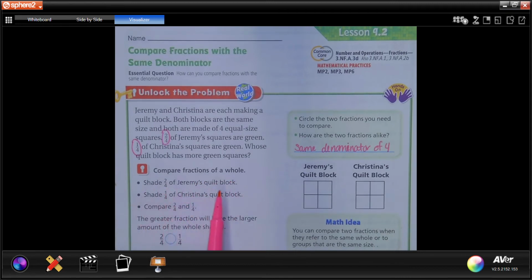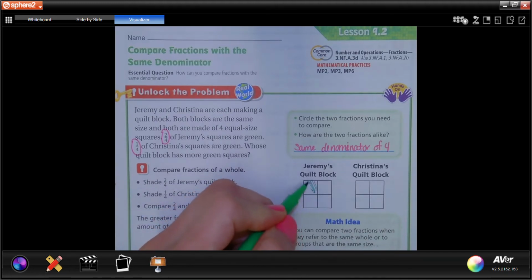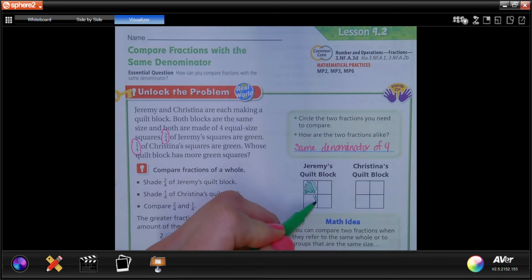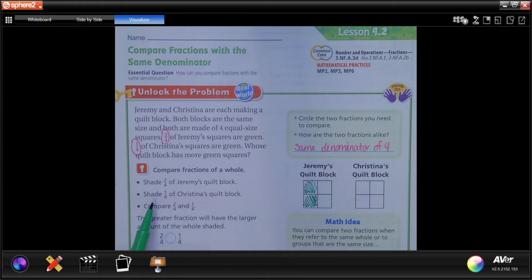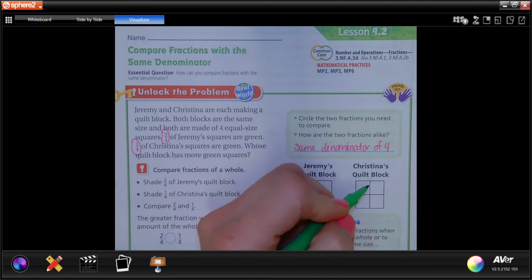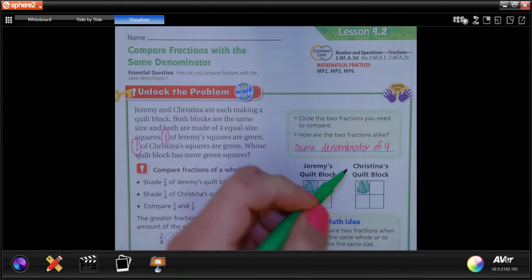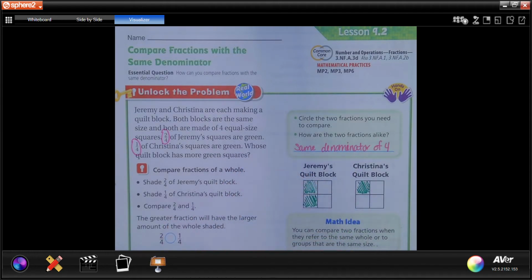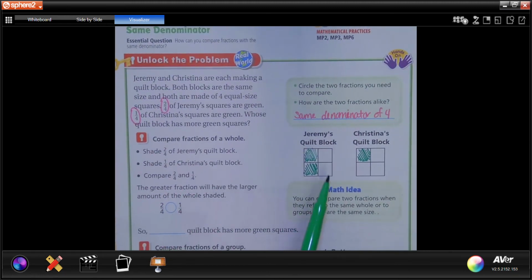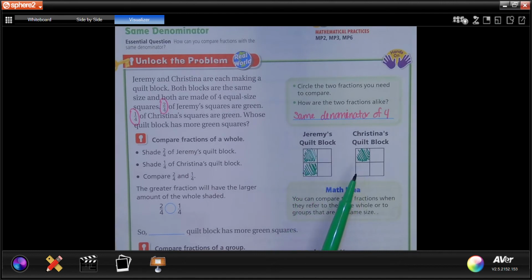Shade 2/4 of Jeremy's quilt block. Okay, well, Jeremy has 2/4 of his squares green. So 2 out of 4 of Jeremy's squares are green. Shade 1/4 of Christina's quilt block. Well, 1 out of 4, so 1 out of 4 of Christina's are green. Compare 2/4 and 1/4. Jeremy has 2 out of 4 and Christina has 1 out of 4.